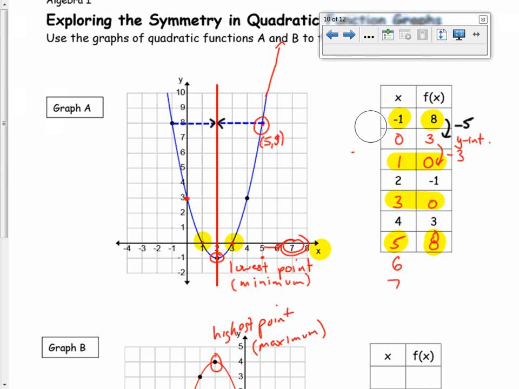From 0 to 3. So it would be an increase of 3 in the input. This would be a decrease of 3. So we'd have -3 over 3. The average rate of change there is -1.